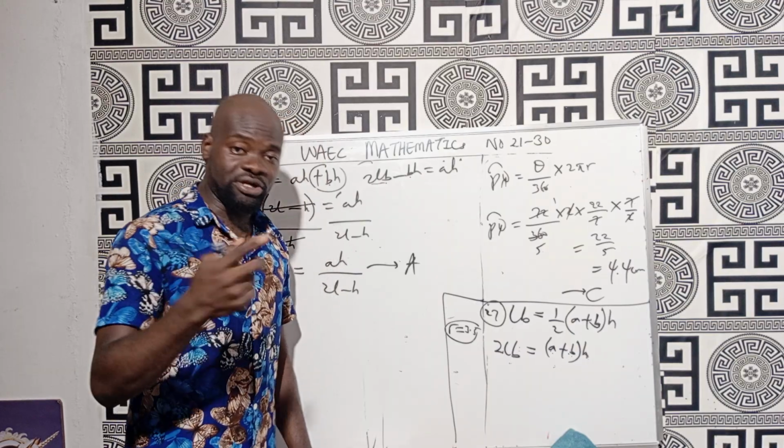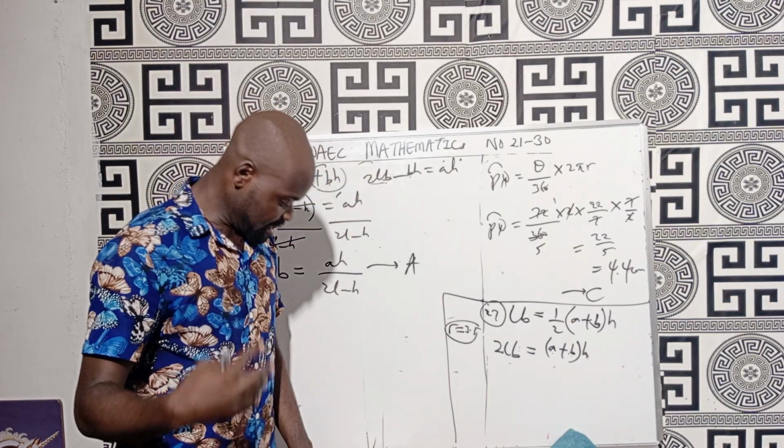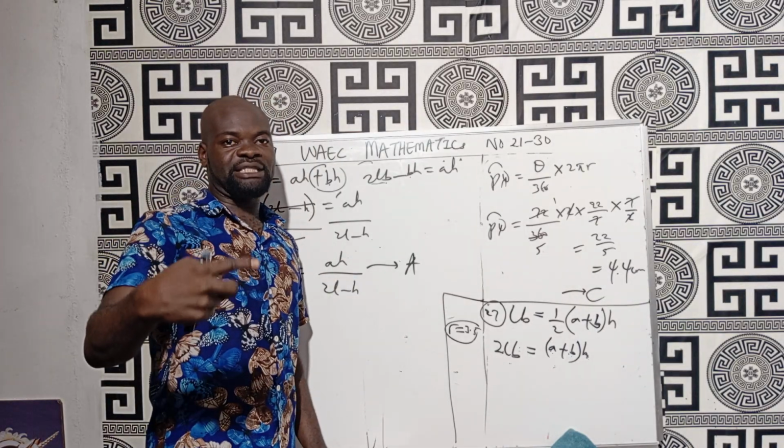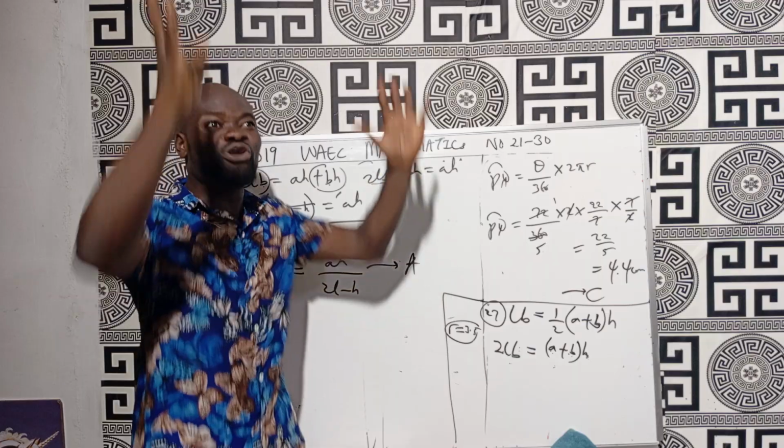So he sold his house through an agent, and the agent charged him 8% commission. That means 8% for every normal amount, 100%.